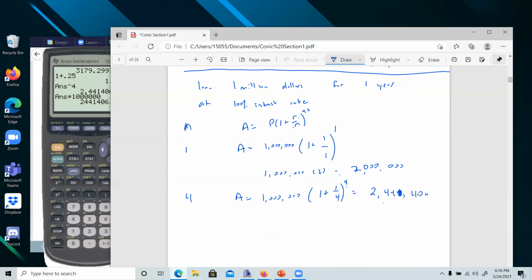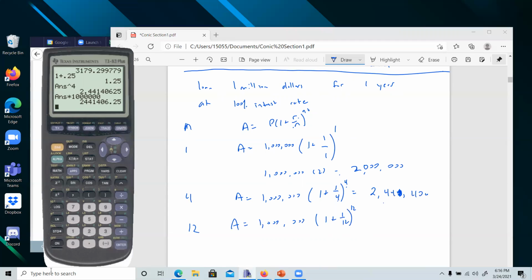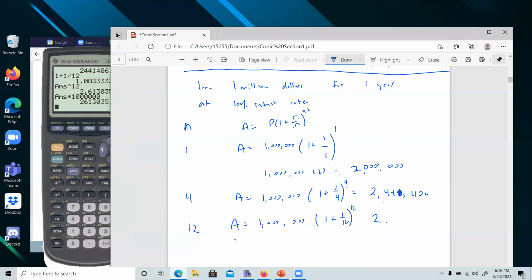Okay. What if we change it to 12? Right, it's compounded monthly now. A is equal to 1,000,000 times 1 plus 1 over 12 raised to the 12th power. By the way, if you have me for pre-calculus, you're going to be sitting through exactly the same demonstration because we did this again. So this is 2,613,035.